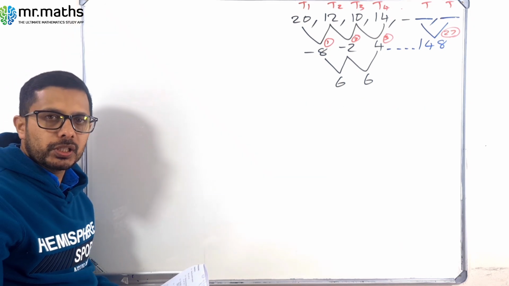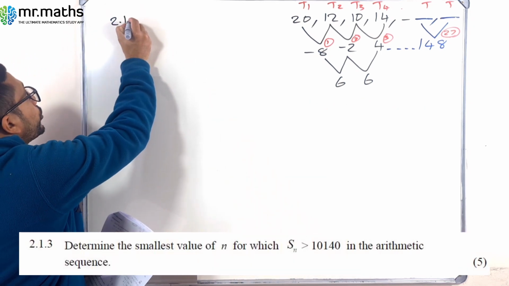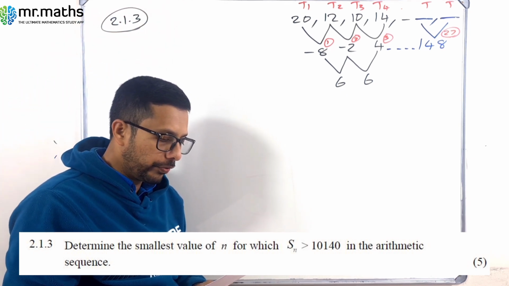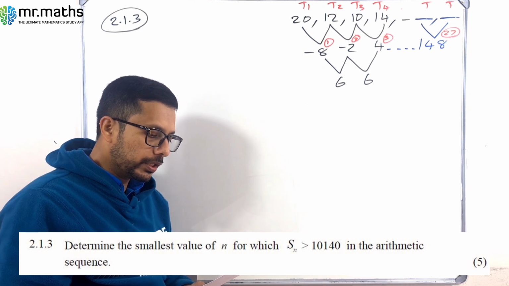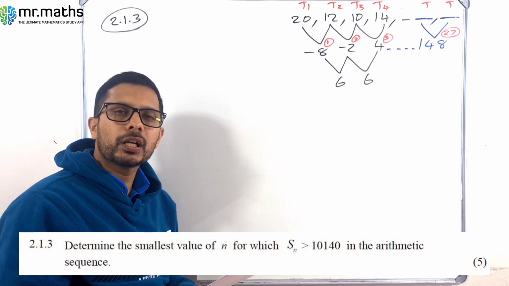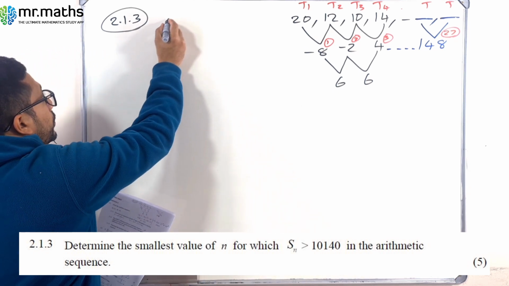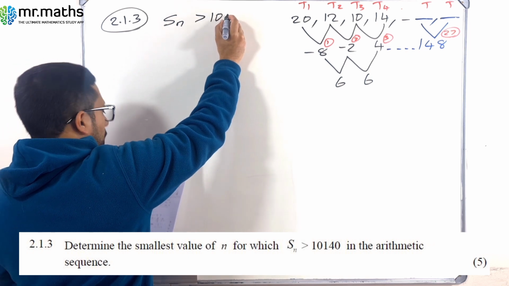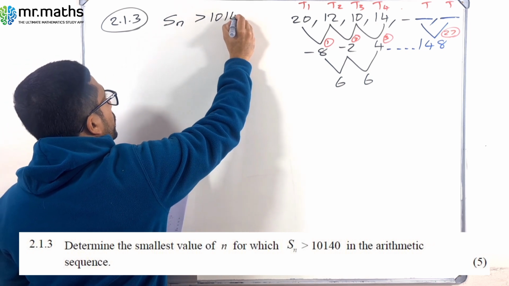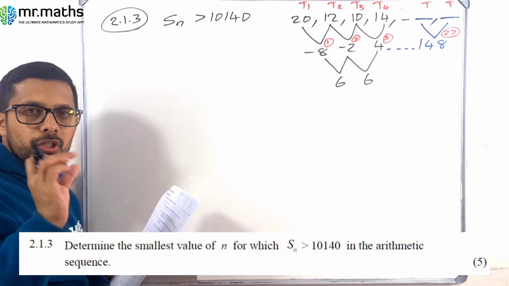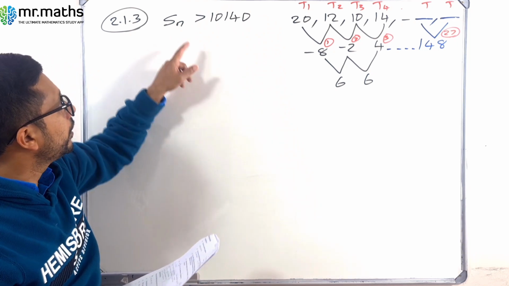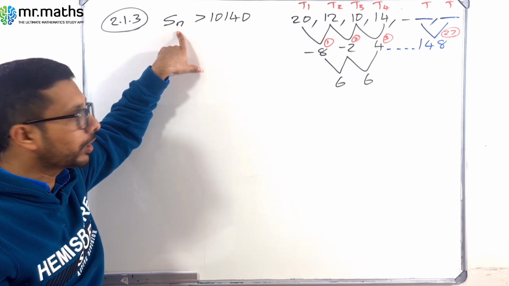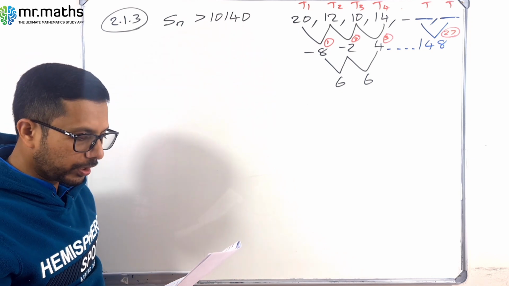Let's move to the next question, question number 2.1.3. What is that question? Determine the smallest value of n for which Sn is greater than 10,140. You have to find the smallest value of n for which Sn is greater than 10,140. And what is the condition given? Sn. What does Sn mean? Sum of n terms. Am I right? Sn is greater than 10,140.